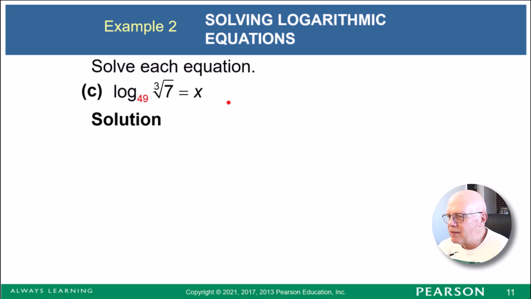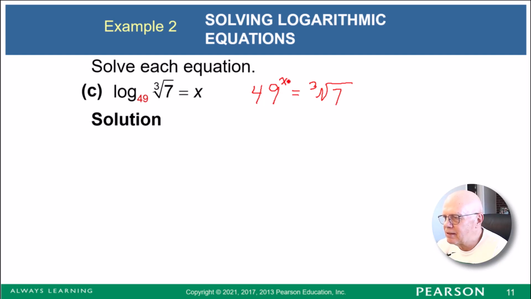We're going to solve this equation, and we're going to convert it to an exponential equation. Starts with a base. There's 49. What's the exponent? X. And we're supposed to get the cube root of 7. Now, how do we do that?